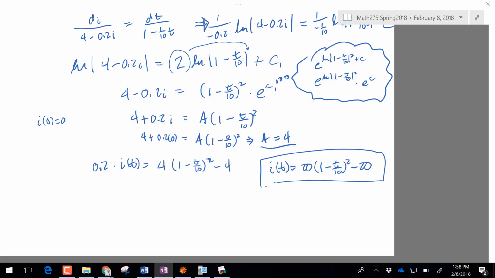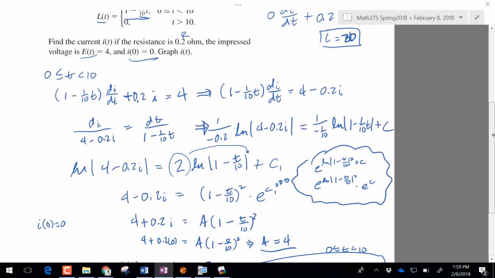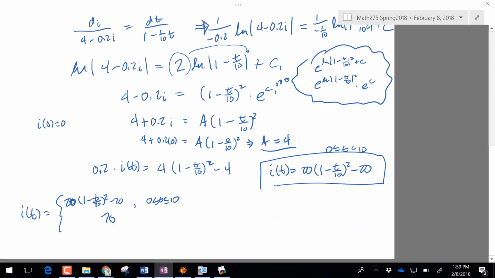So this is a piecewise function. This is only good for going from 0 to 10. So you want your piecewise function, running out of space and time. It's going to be this thing, 20 times 1 minus t over 10 squared minus 20, as long as t is between 0 and 10, and what is it before? It's 20. t bigger than 10.